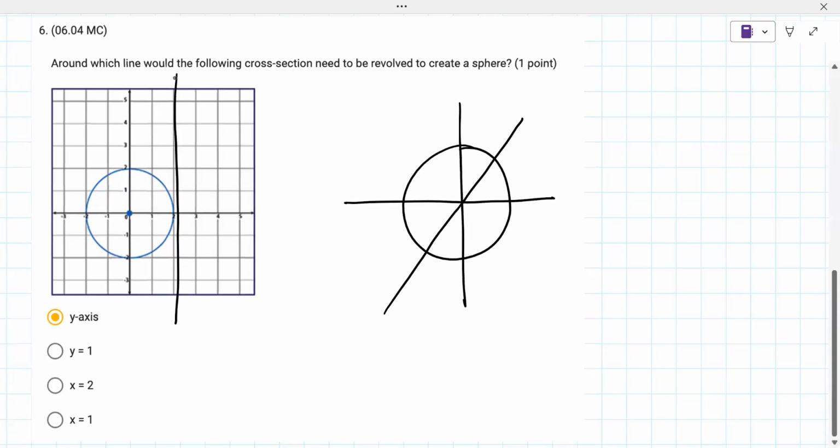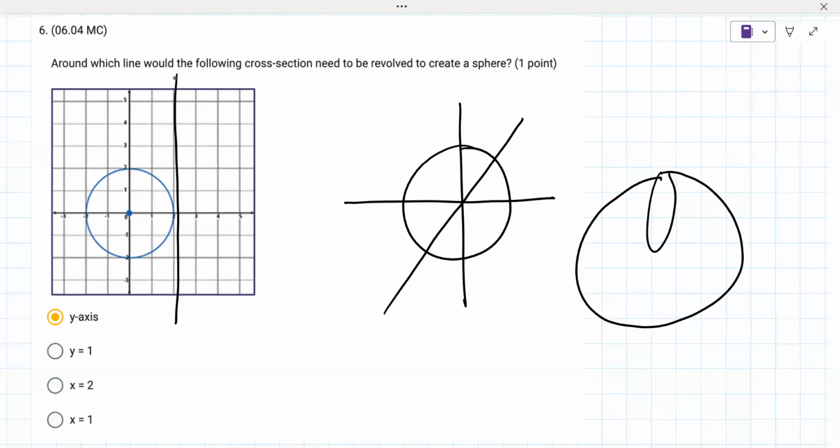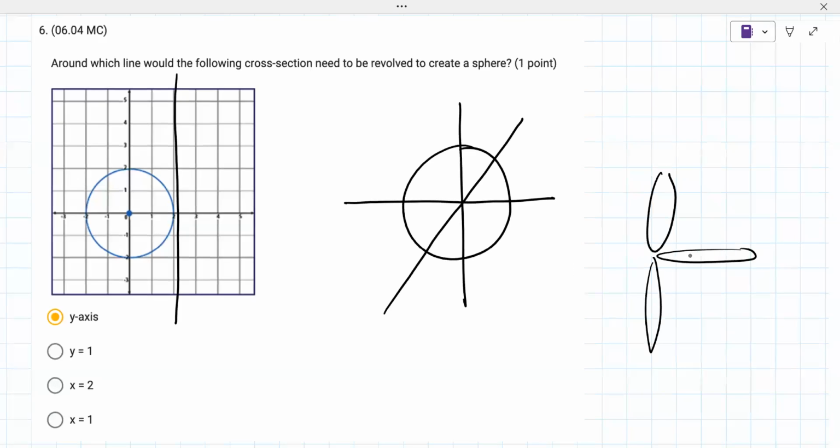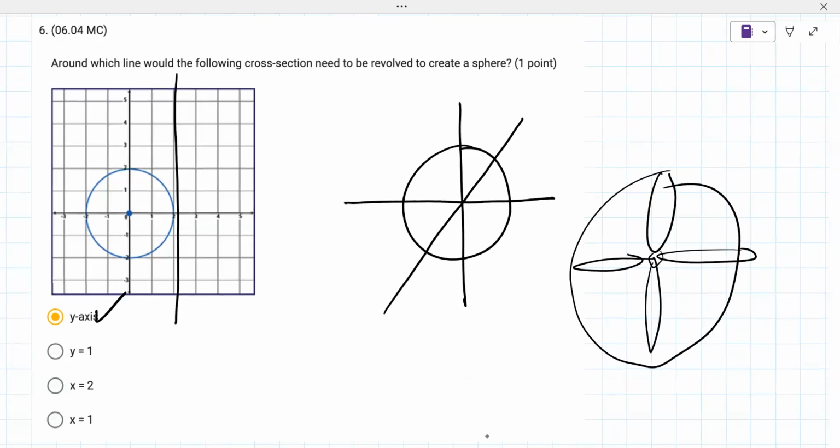That would be like a tube that goes around. The only way you could cut it directly in half would be to go from the y-axis. But yeah, the y-axis looks good to me on that one.